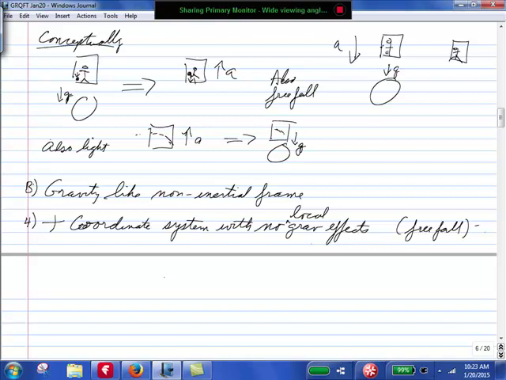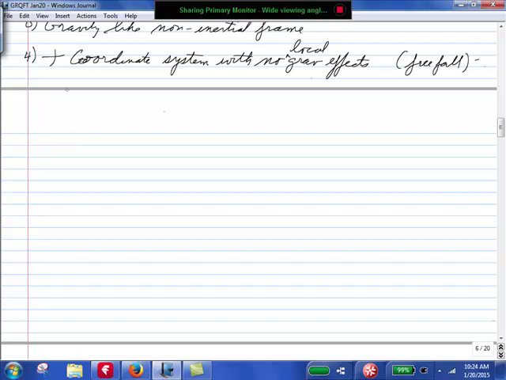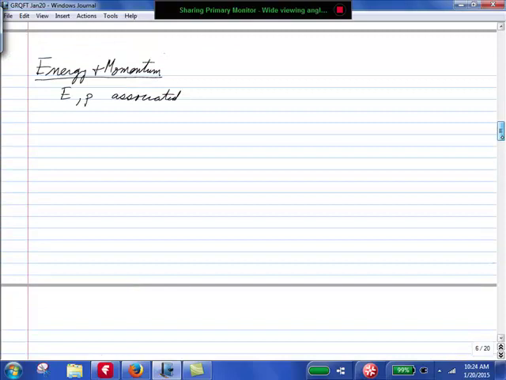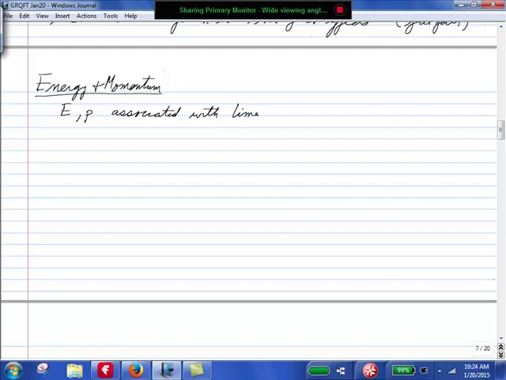Trying to keep going here, let's do energy and momentum. Okay, E and P are associated with time and space translations. Sorry. Okay, so that's where we're going to search for these things.